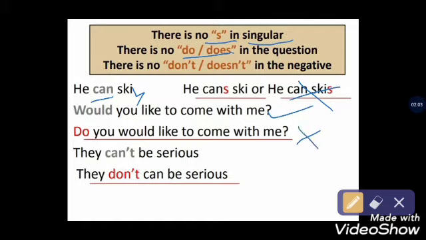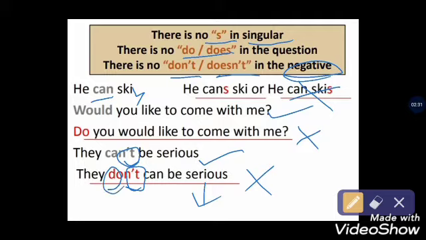Next, they can't be serious, okay? That's right, and they don't can be serious is wrong. There is no don't and doesn't in the negative, as we can see in these negative sentences, and we can't use do not and does not with modals, okay?